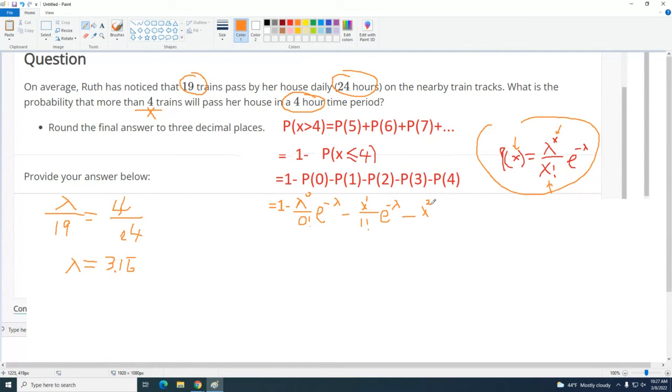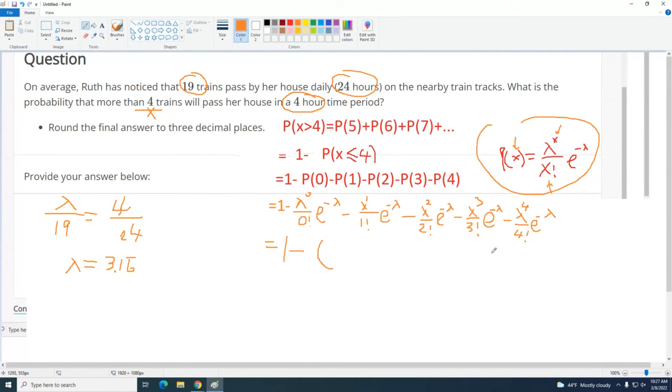Okay, repeat the same process. Hopefully, after repeating so many times, you start realizing that you already memorized the formula for the Poisson distribution. So lambda to the power of 3 over 3 factorial, e to the negative lambda. And the last one, lambda to the power of 4 over 4 factorial, e to the negative lambda. So that's a pretty lengthy process, but we can still do the same thing that we had earlier.